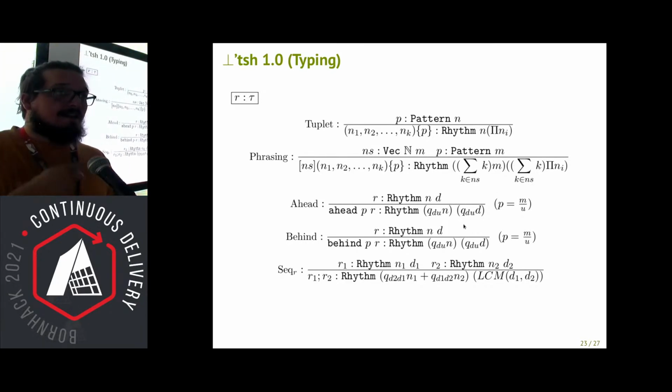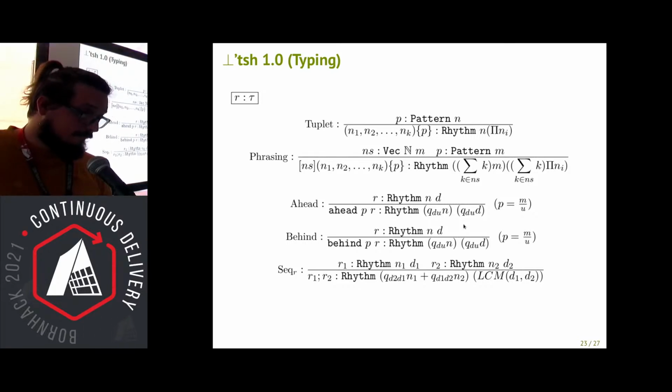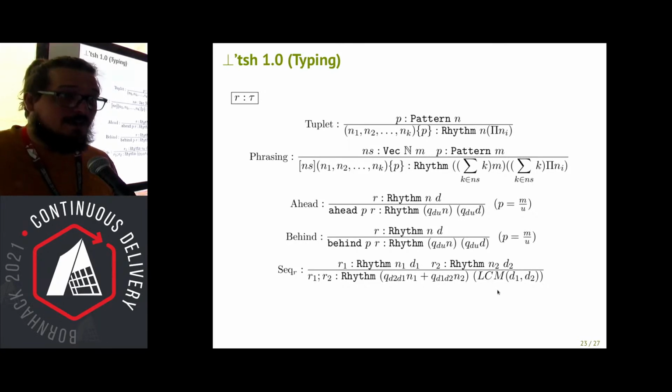Moving rhythms ahead and behind doesn't change their duration. It just changes where they are realized in time. And the duration of the sequence of 2 rhythms is, of course, the sum of the events, with this extra rule that the grid is refined to the least common multiple of the coarseness of the 2 grids.